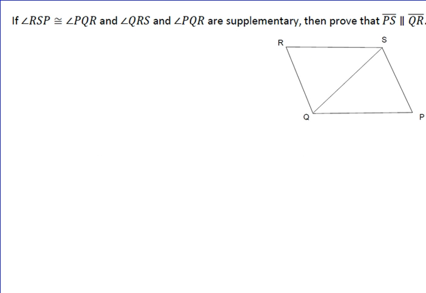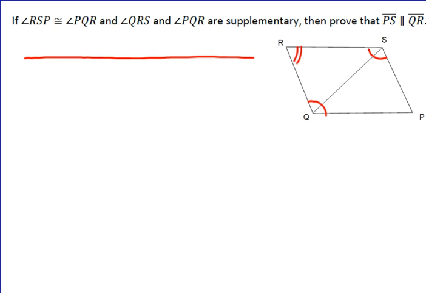It starts off by saying if angle RSP is congruent to PQR, and so you're given that RSP is congruent to PQR, and QRS and PQR are supplementary. And so this angle here with your PQR are going to be adding up to 180. Then you want to prove that PS is parallel to QR.